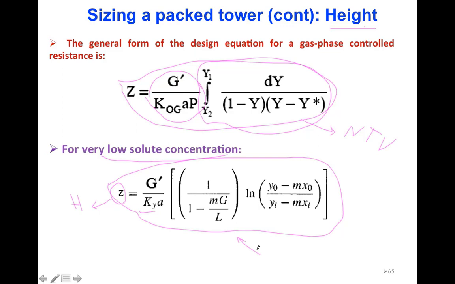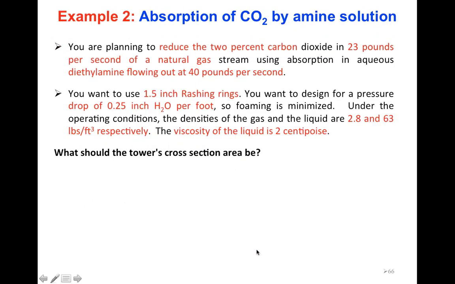Now let's look at some examples together. The first example is about finding the diameter or the cross-sectional area of the column. So let's see what we have and what is missing.